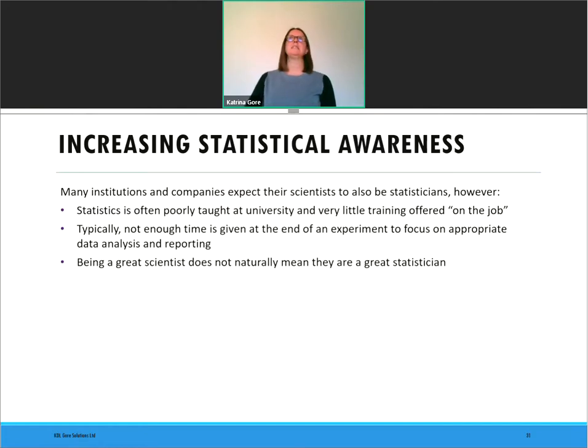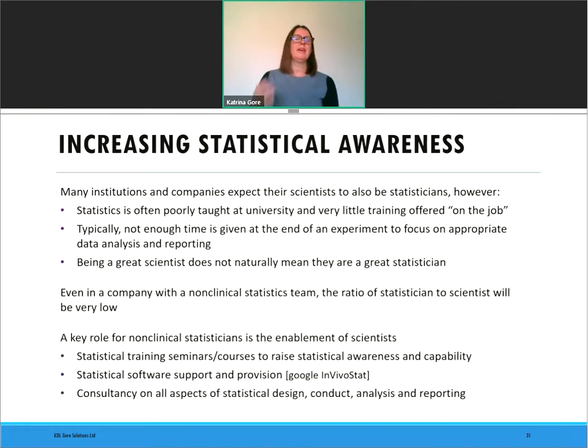I've had many senior leaders within Pfizer over the years saying we only employ great scientists. But being a great scientist doesn't naturally mean you're a great statistician. The two don't go hand in hand. That's why some of us become specialists in statistics. Even within a company with a non-clinical statistics team such as Pfizer and GSK and the other big pharma companies, the ratio of statistician to scientist will be very, very low.